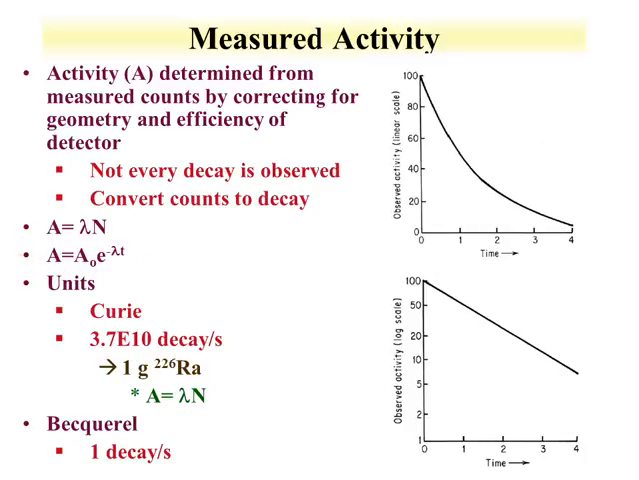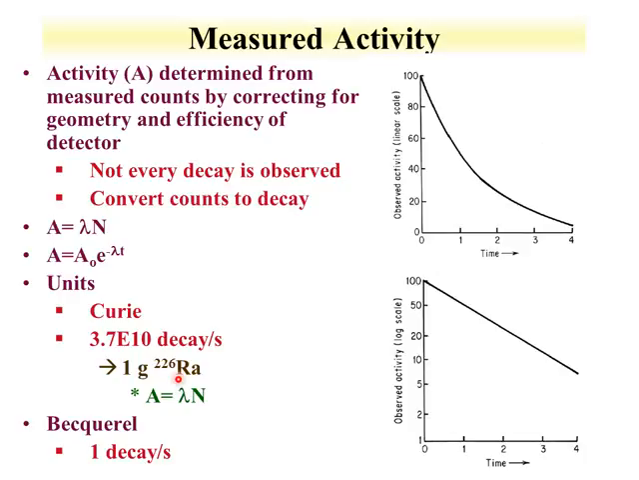And one of the ways that we talk about activity is units. We have two fundamental units. One is the Curie, which is defined as 3.7 times 10 to the 10th decays per second. And that's kind of a strange number, but it comes from 1 gram of radium-226. As an exercise, if you were to use this equation, you can determine the activity of radium-226.